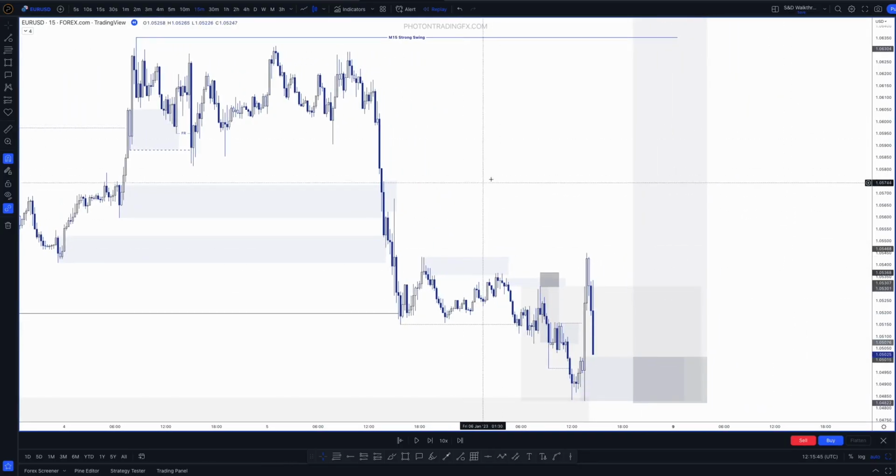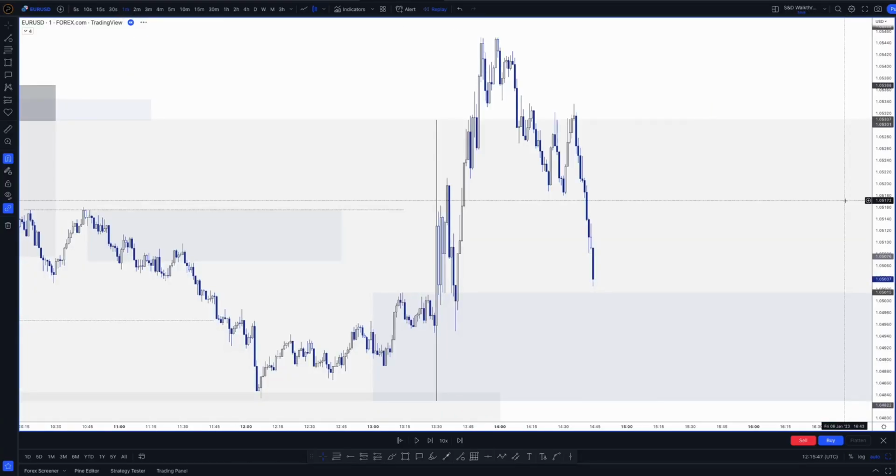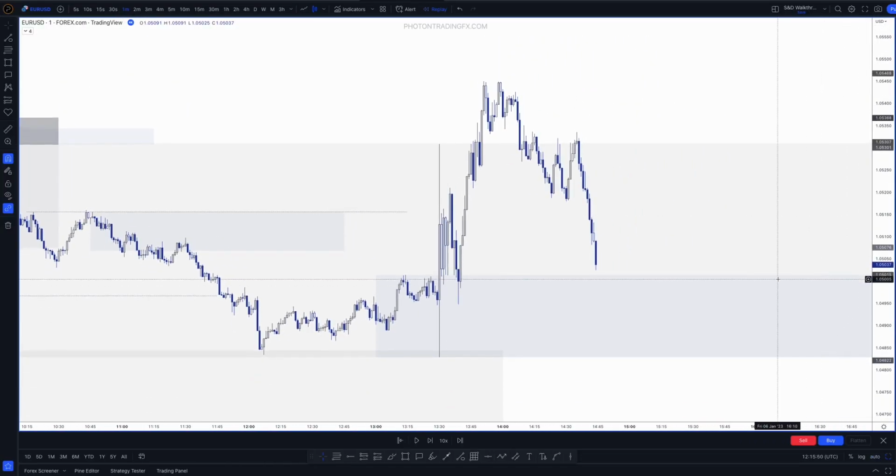So what I'm going to do in this instance, I know we've only been talking about M15 entries, but for those of you who want to trade the lower time frames, now we can drop down to the M1.